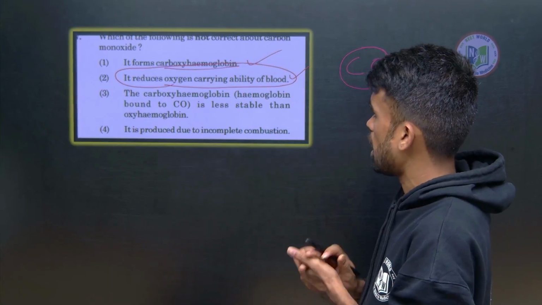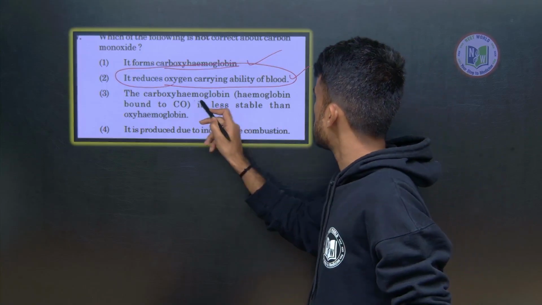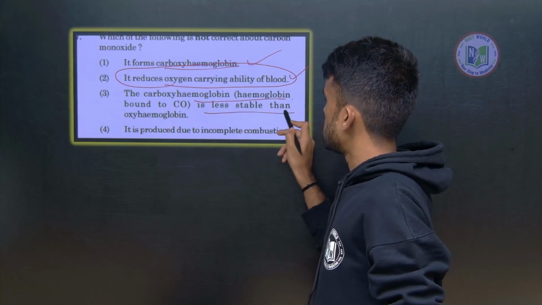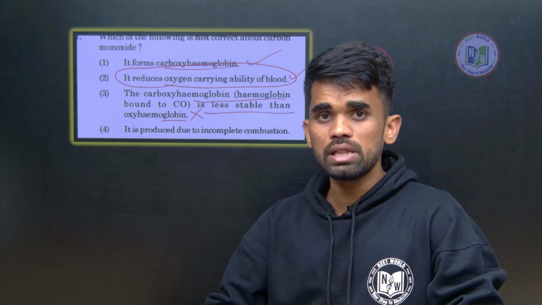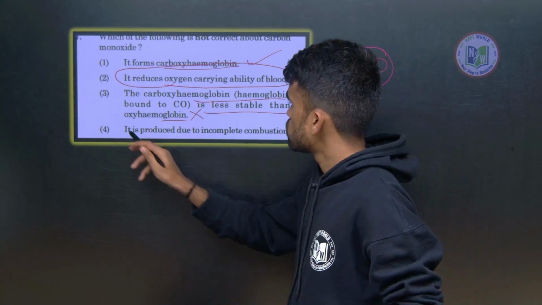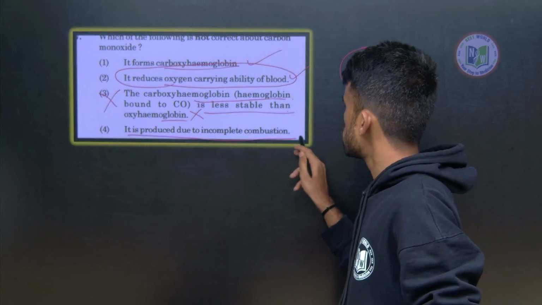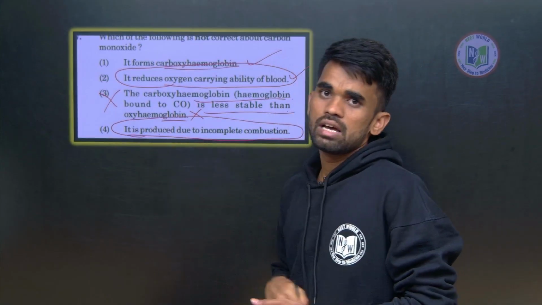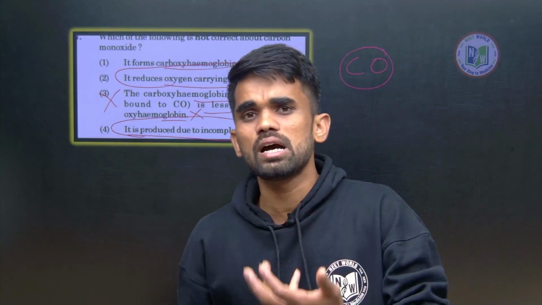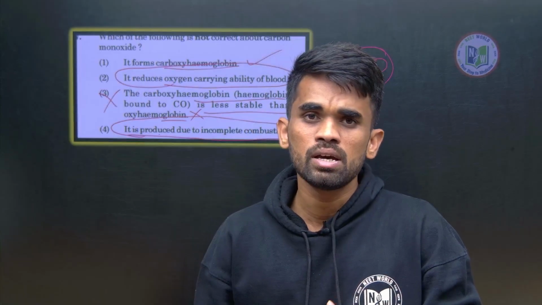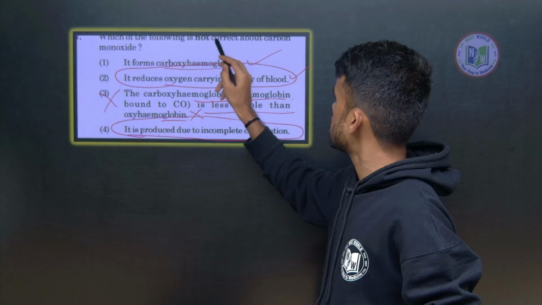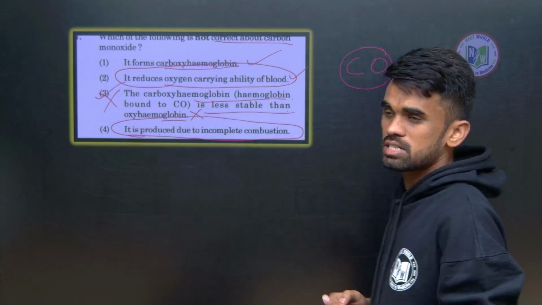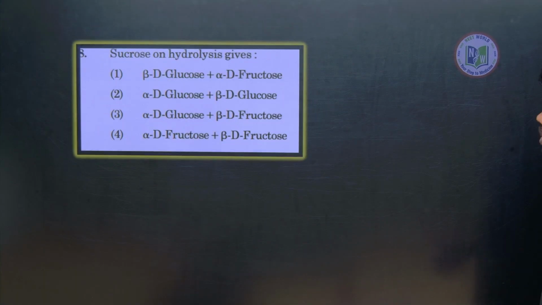For the iron in the hemoglobin, the carboxyhemoglobin is less stable than the oxyhemoglobin. No, the carboxyhemoglobin is more stable than the oxyhemoglobin, okay. So this option is incorrect. It is produced due to incomplete combustion. Yes, carbon or hydrocarbons upon incomplete combustion may produce CO gas, carbon monoxide, okay. So 1, 2, 4 are correct, they are asking for not correct, so option 3 is not correct, you can choose that, okay.